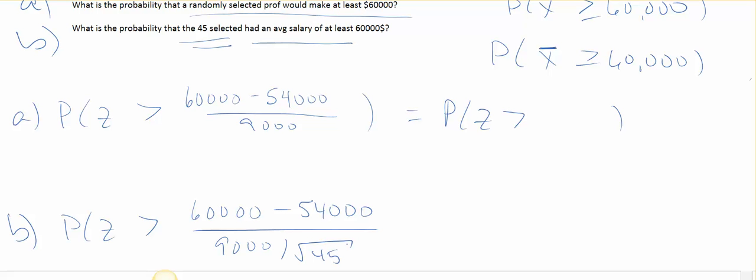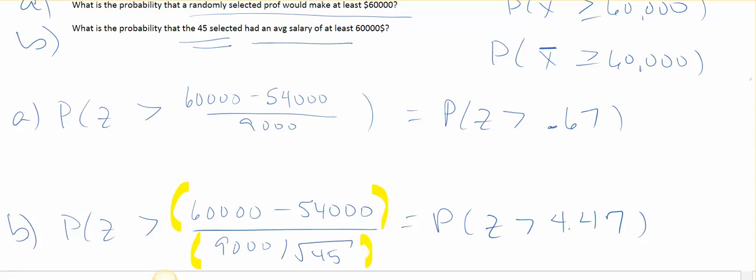Now, for those of you that are not calculator savvy, be super careful. You really need parentheses around your entire numerator and your entire denominator to get the numbers to come out correctly. Then that would give us our z-score. So let's calculate both of those. Okay, so we get a z-score of 0.67 and we get a z-score of 4.47.